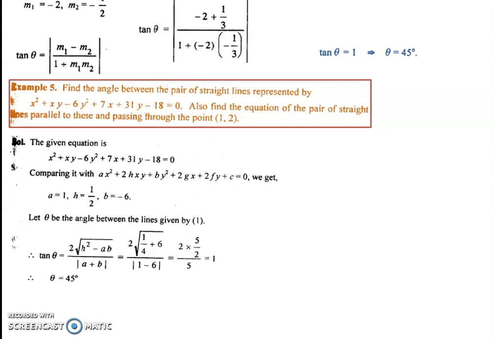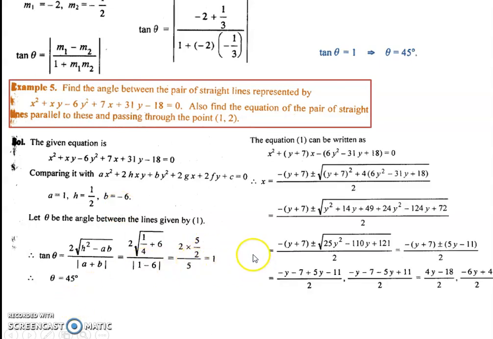So what we do, again the procedure remains the same. What is A, what is H, what is B, and tan theta, the first part is the angle between the two lines. So tan theta is equal to this, theta is equal to 45 degrees. I put the values of H, A and B and got this value. Now to find the pair of straight lines, I represent this equation as a quadratic equation in X and simplify it. When simplified, I got X is equal to 2y minus 9 and X is equal to minus 3y plus 2.